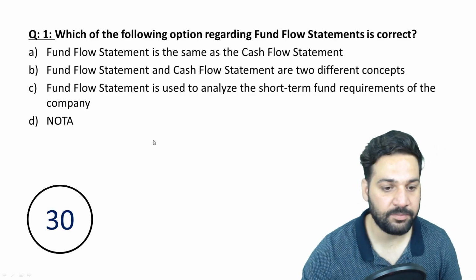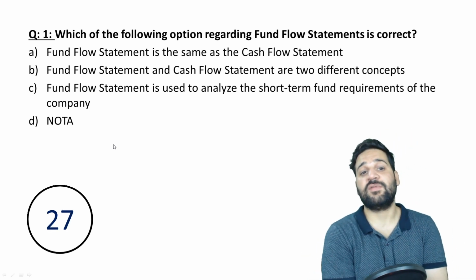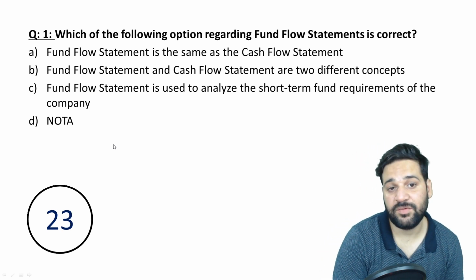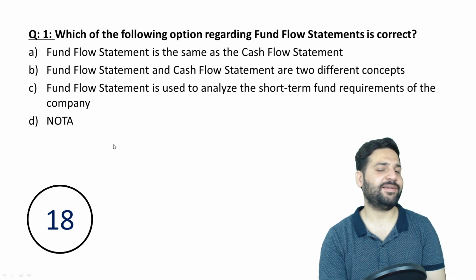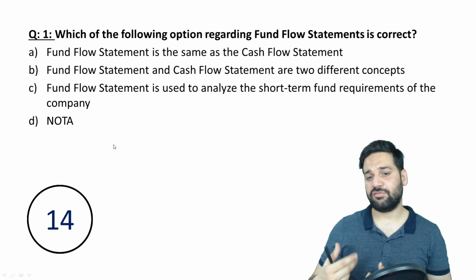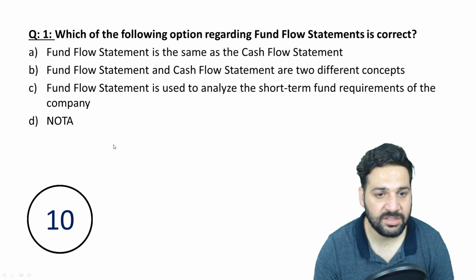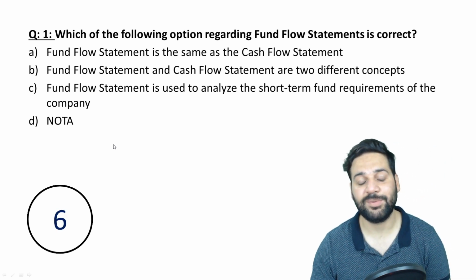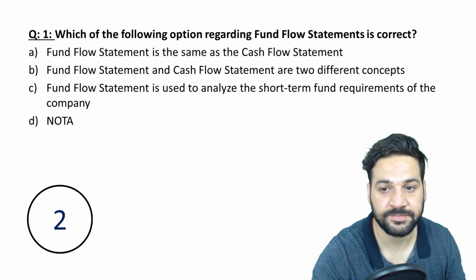So question number one. I'll give you 30 seconds for every question. Which of the following options regarding the fund flow statement is correct? Fund flow statement is the same as cash flow statement. Obviously, it is not true. Fund flow statement is a different thing, cash flow statement is different, right? They are obviously different concepts. Fund flow statement is used to analyze the short-term requirement of the company. That is wrong.